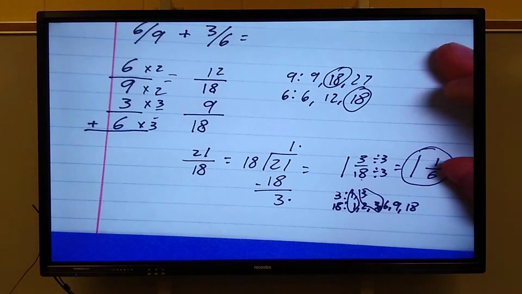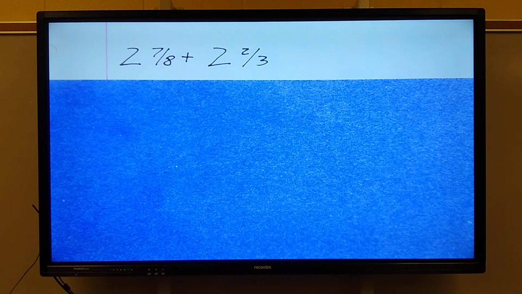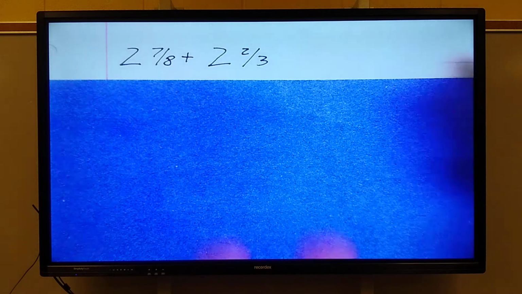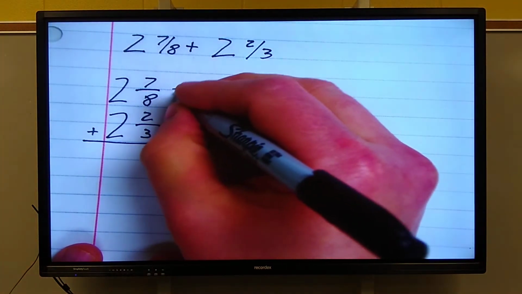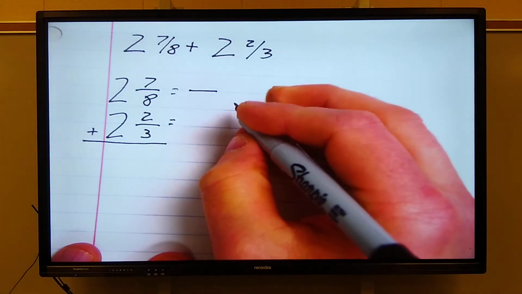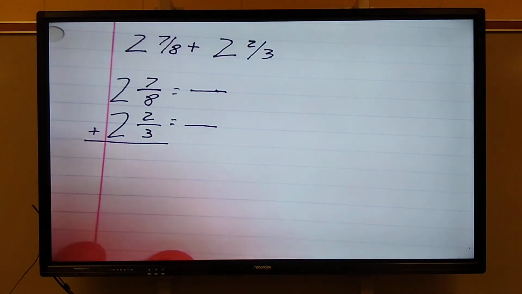Beautiful. All right, let's get to what we've been talking about this week. Adding mixed numbers: 2 and 7/8 plus 2 and 2/3. Solve that problem right now. Pause the video. All right. Let's see how bad you did. Line them up vertically. You must find the least common denominator. The least common denominator for 8 and 3 is 24.